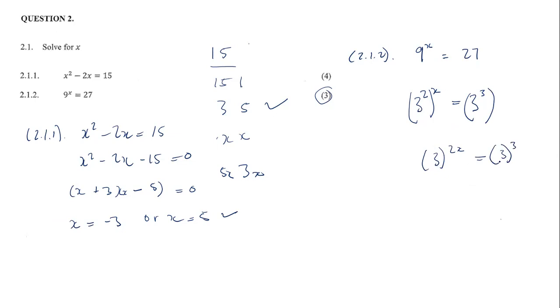Now, when the bases are the same, you can now equate the exponents. So that means here we're going to have 2x, which is going to be equals to 3. And we divide both sides by 2. That means x will be 3 over 2. You write it nicely like this.